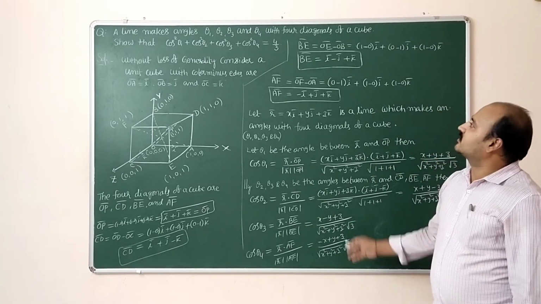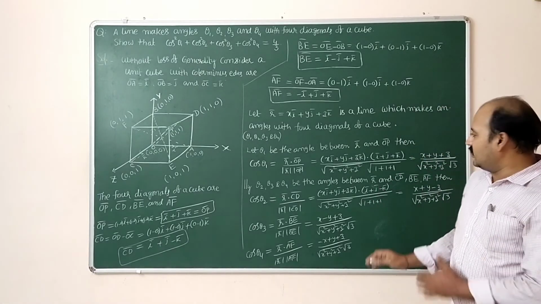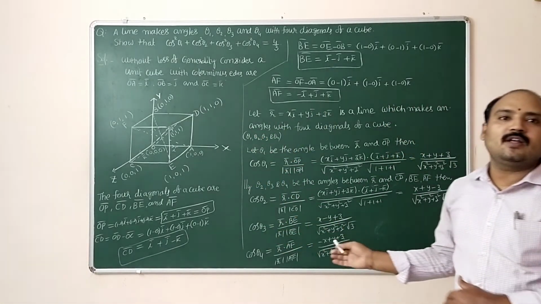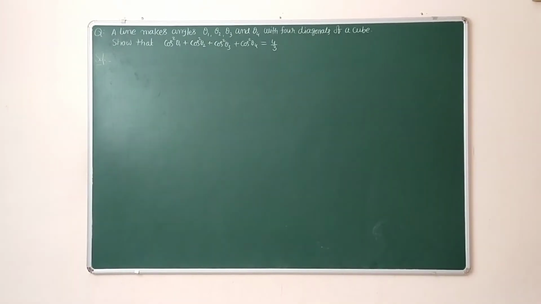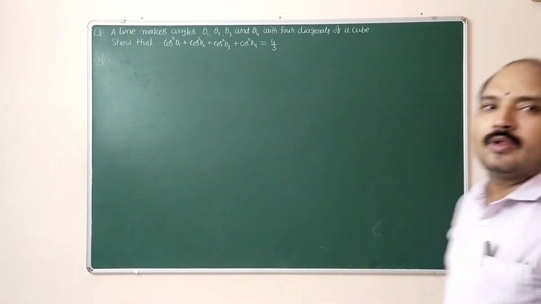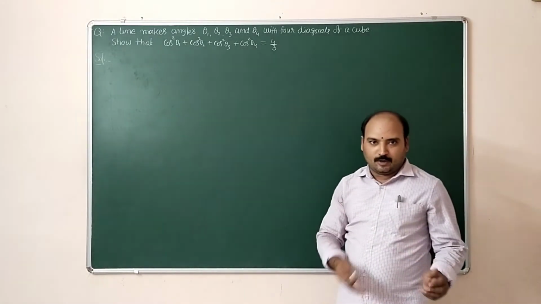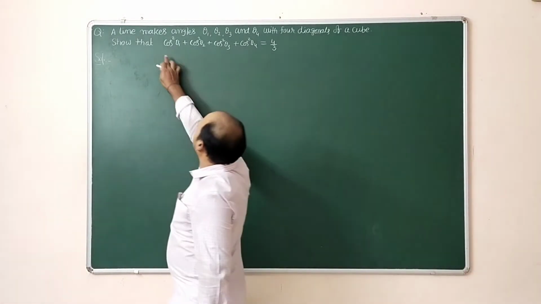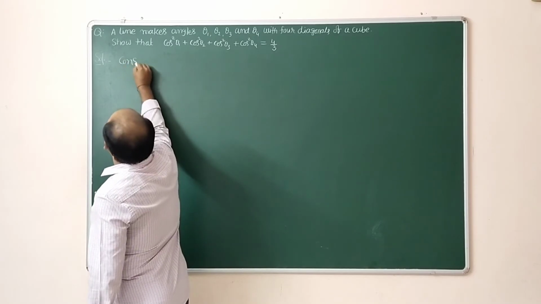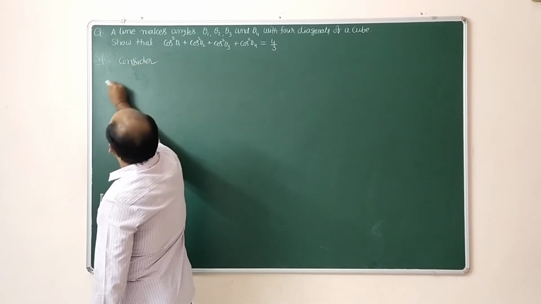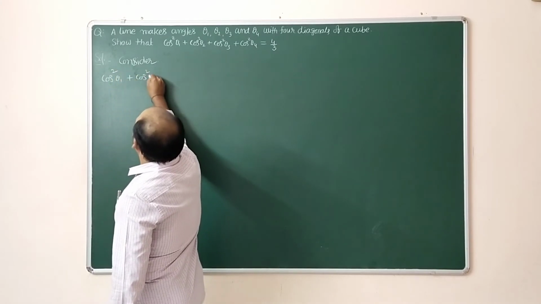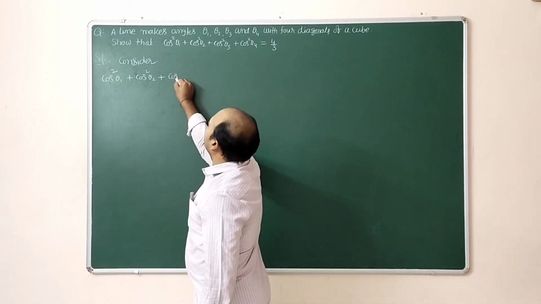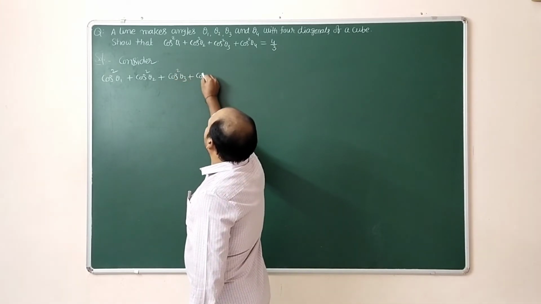After getting these values, consider, till there you can copy, I will rub there and I will write the remaining also. After completing cos theta 1, cos theta 2, cos theta 3 and cos theta 4, now consider this value. Consider LHS: cos square theta 1 plus cos square theta 2 plus cos square theta 3 plus cos square theta 4.